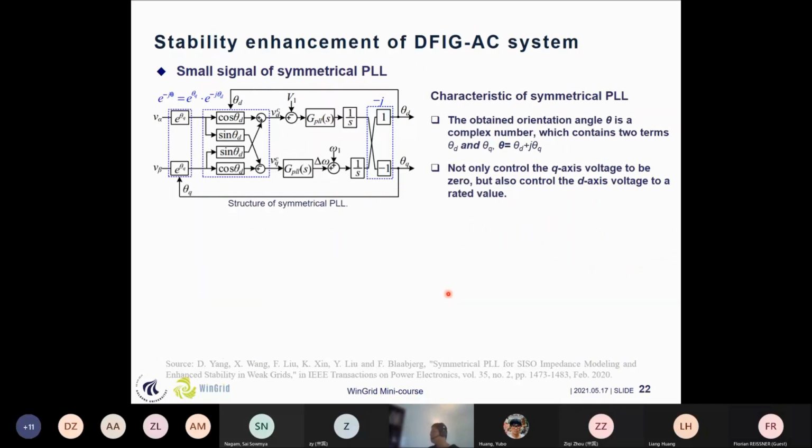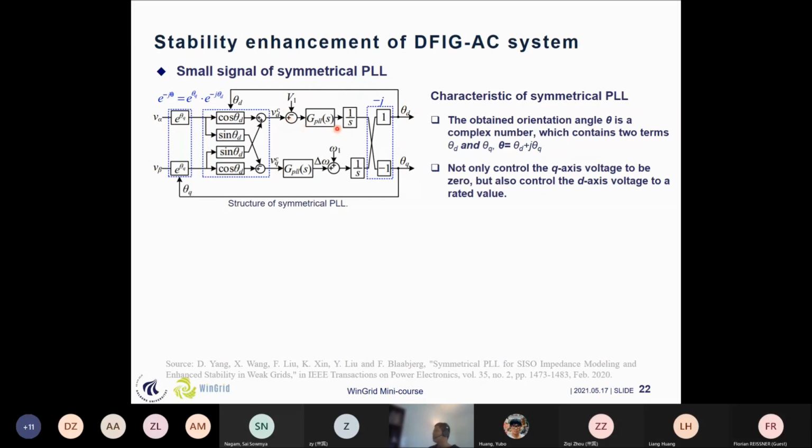Okay, so here in this paper, the symmetric PLL is proposed by Dongshen Yang. I think it's a very interesting idea. Since we only control the QX voltage, that's the main reason for causing this kind of asymmetry. If we want to make the PLL symmetric, the basic idea is: why don't we just add another control loop to the DX voltage control?